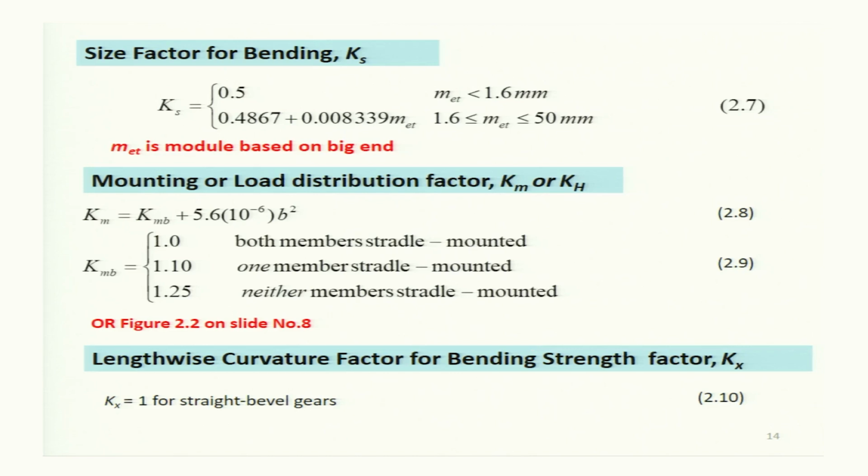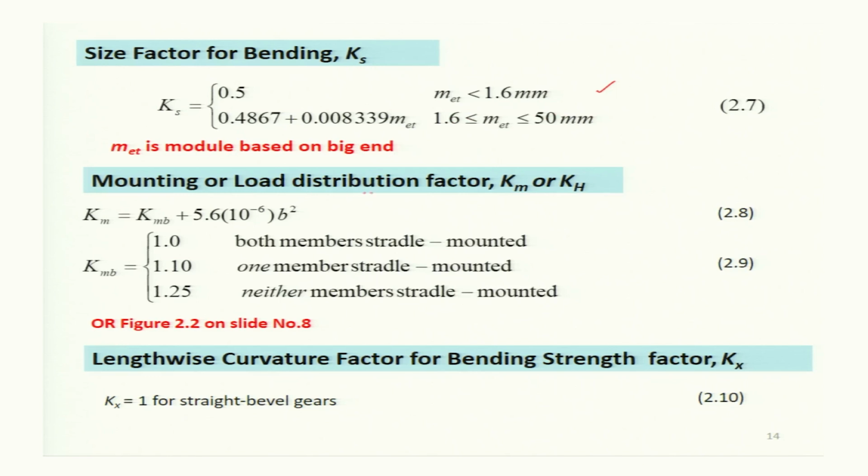The size factor for bending is given from this equation, knowing the module at the big end, and the Ks is 0.5 for the module less than 1.5 mm, and it is given by this formula if it is in between 1.6 mm to 50 mm. MET is the module based on the big end.